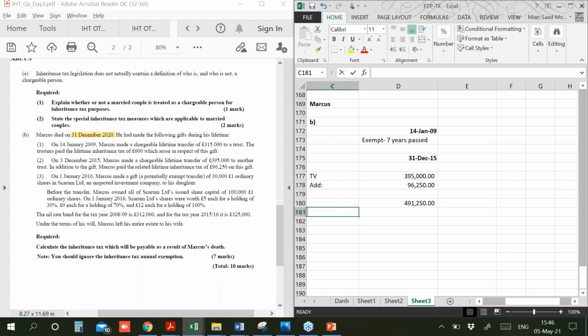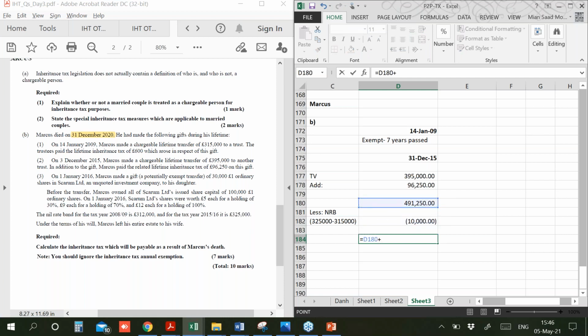So to calculate the NRB, I will state here less NRB, and I'll tell the examiner that I have computed NRB as 325,000 minus 315,000. So the remaining NRB would be 10,000 only. So what will be the chargeable transfer value? This less this, 481,250. The IHT on that will be 40%. That is this amount times 40%.